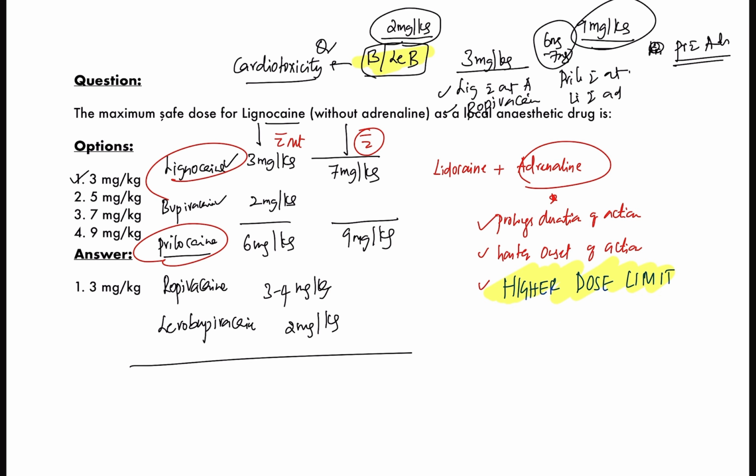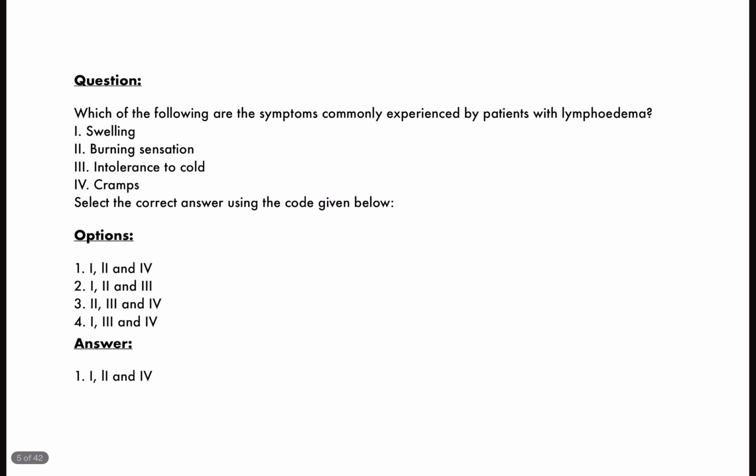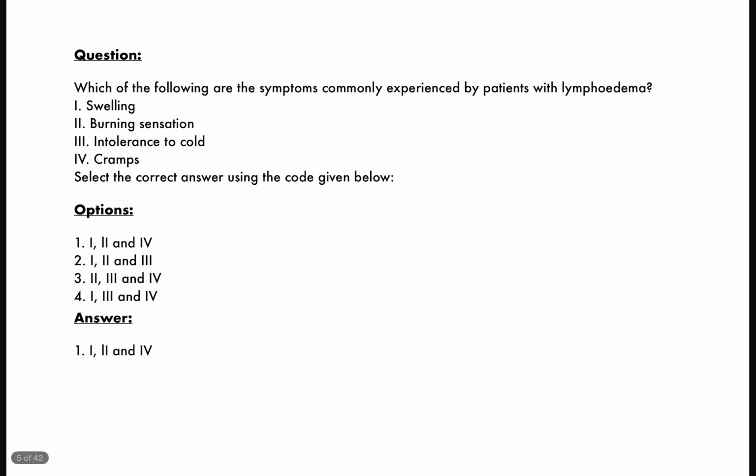Maybe in future this question might get repeated, but as a conceptual doctor, if you want to know the concept, you need to understand why we add adrenaline to any local anesthetic agent. We add it to hasten the process of action, prolong its duration of action, and also it allows us to use a higher dose limit, right? The next question is a general surgery question about lymphedema.